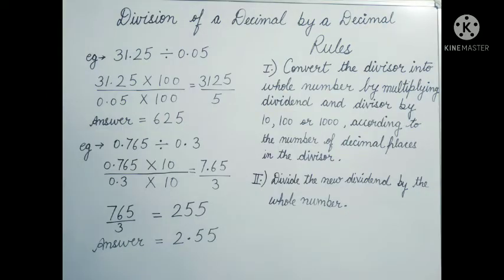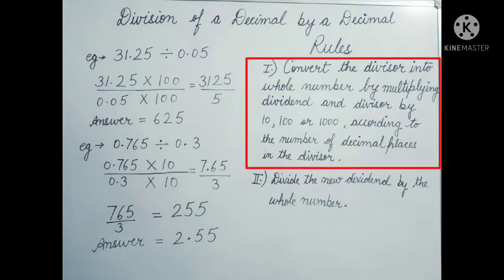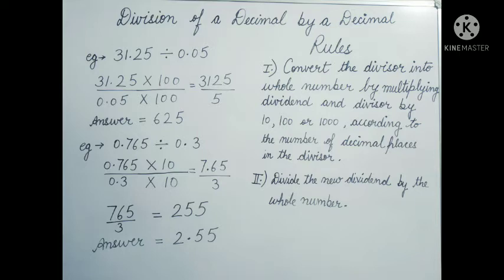Now, if we have to divide a decimal by a decimal number, then according to the first rule, we will first convert the divisor into a whole number by multiplying dividend and divisor by 10, 100 or 1000 according to the number of decimal places in the divisor. Let's understand this with the help of an example.